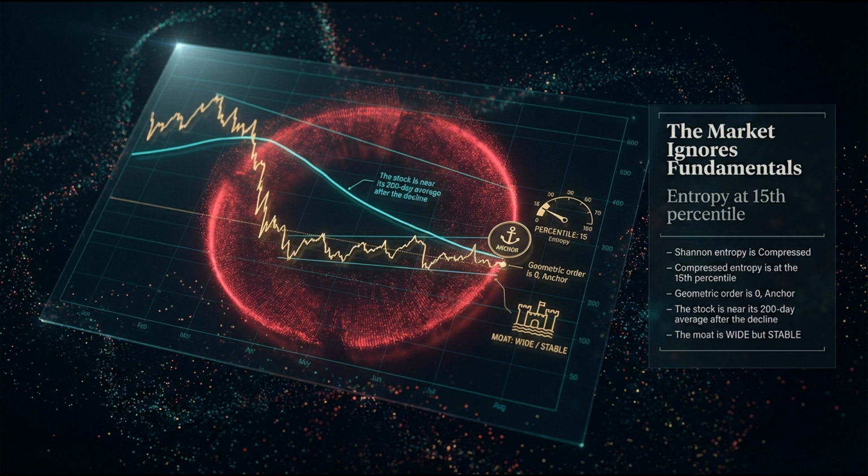The hostile macro environment and the severely compressed entropy mathematically dictate that this stock is functionally a falling knife. The system generates a score of 28 avoid, and that quantitative output demands absolute unwavering patience. Capital preservation is paramount. You do not touch this asset.